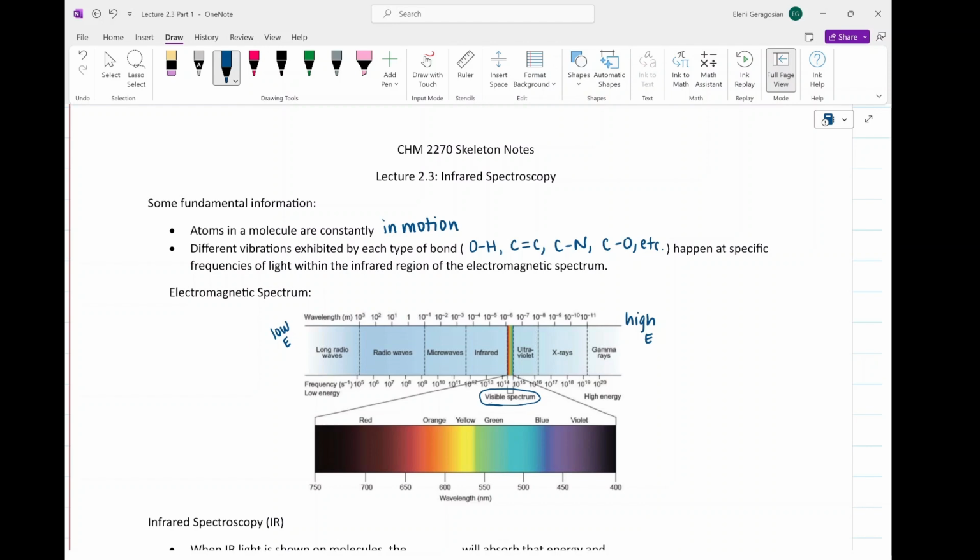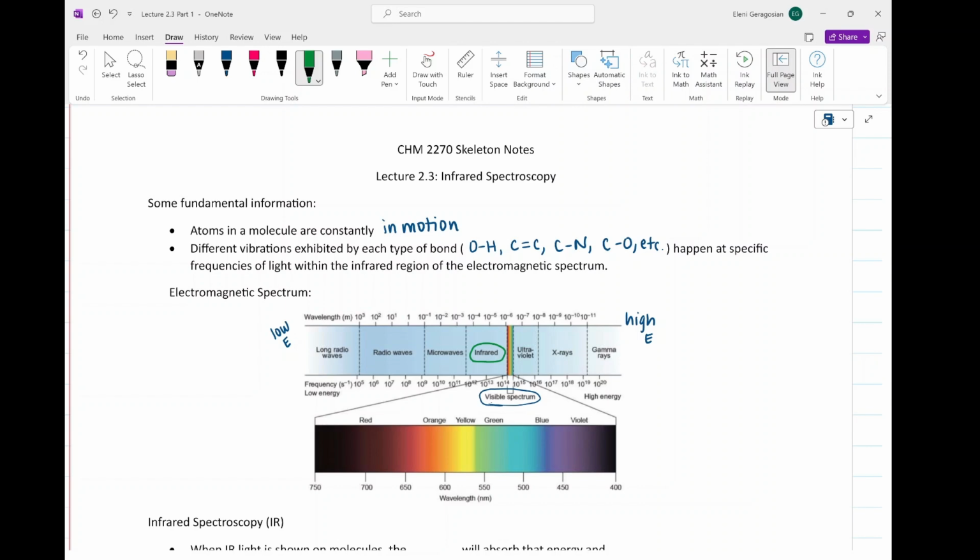And then other types of light with higher and lower energies we cannot see, but there's still waves with those energies and in those regions. So the infrared light, notice it is right here, right to the left, just slightly lower energy than visible light, than red visible light. So that's our infrared.